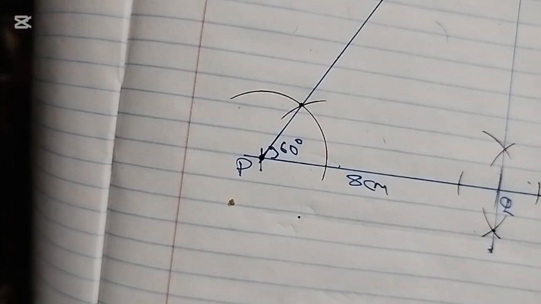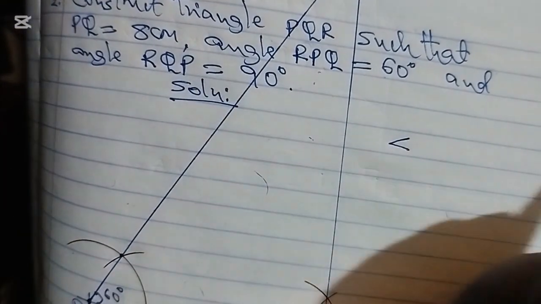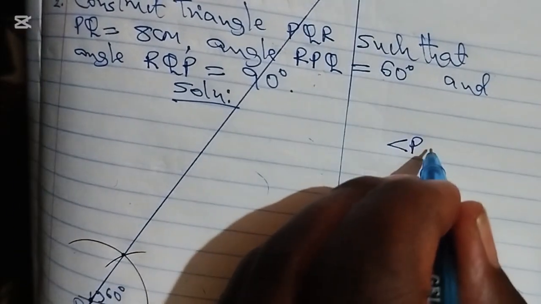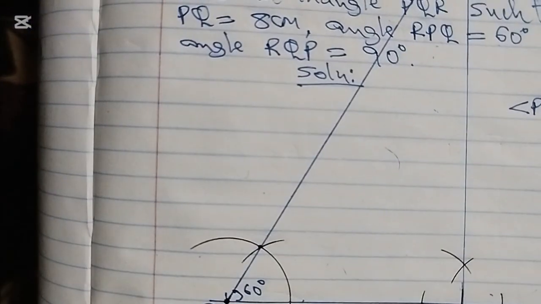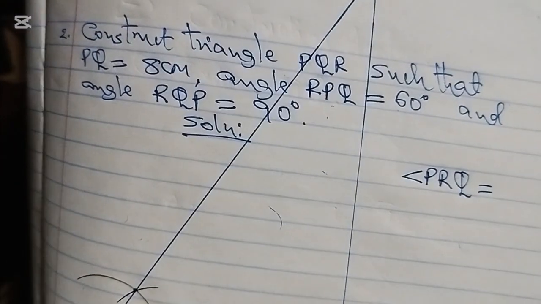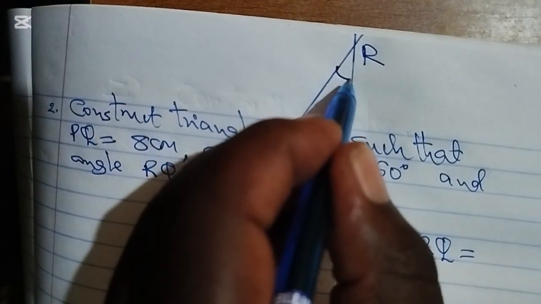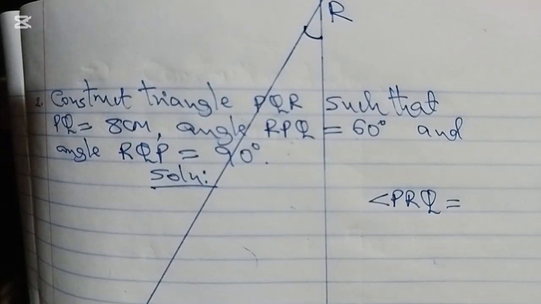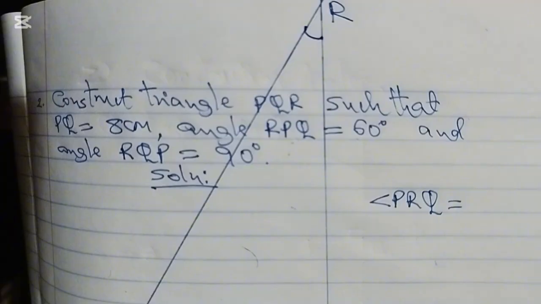From this, I want we measure the size of angle PRQ. So R is the middle angle, meaning we are going to measure this angle here. That is the angle we have to measure. And how do you measure it? Now you take your compass. Remember, we are measuring that angle.